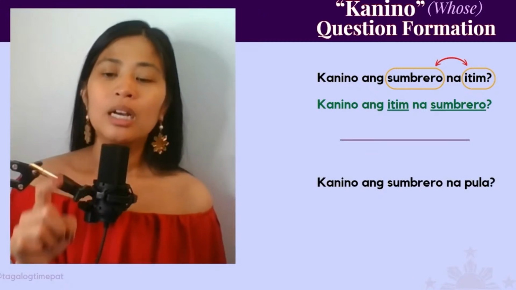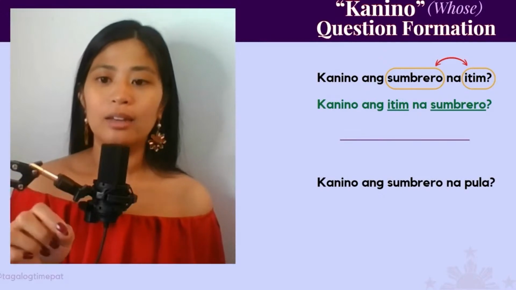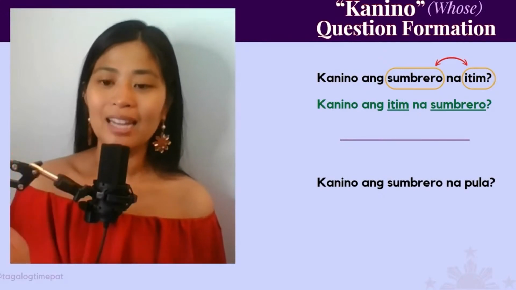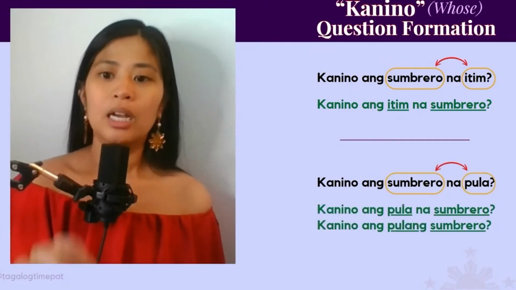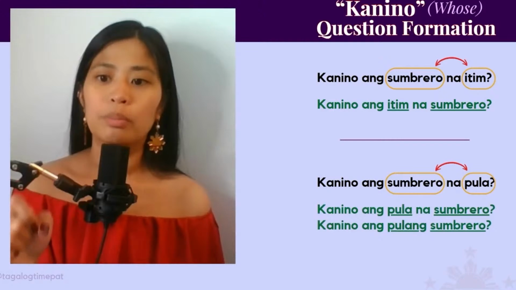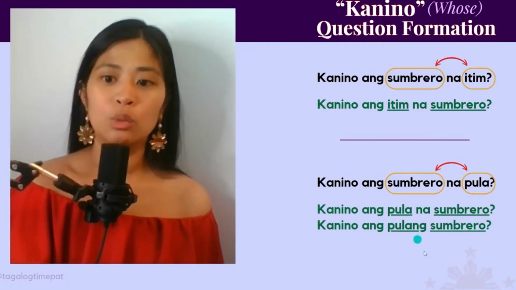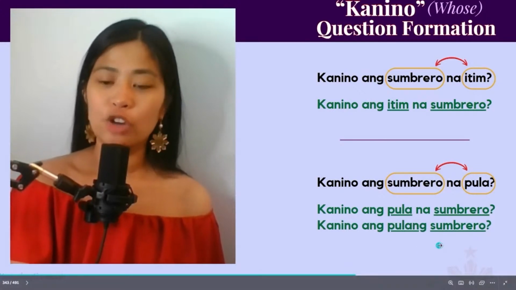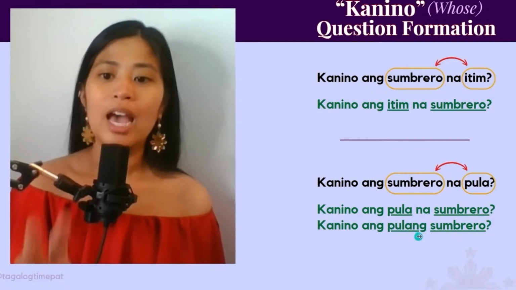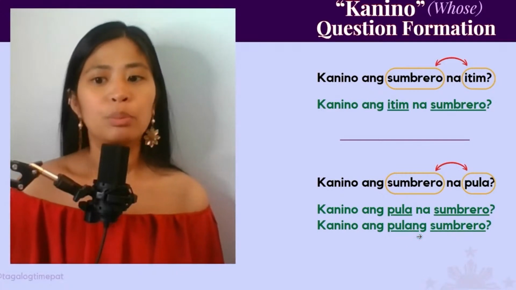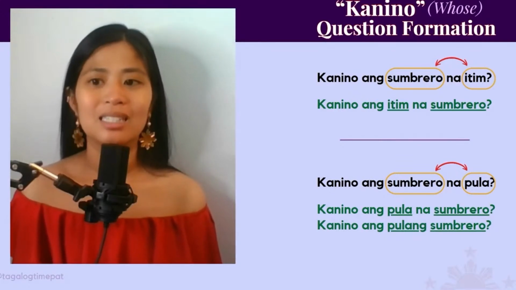Another example, kanino ang sombrero na pula? Pula means red. So whose red hat is this? You can switch it up and it could be kanino ang pula na sombrero. So we just switched it. But I want to show you that when you switch it, you can make a contraction, meaning you can put pula and na together. And now it would be kanino ang pulang sombrero? Whose red hat is this?